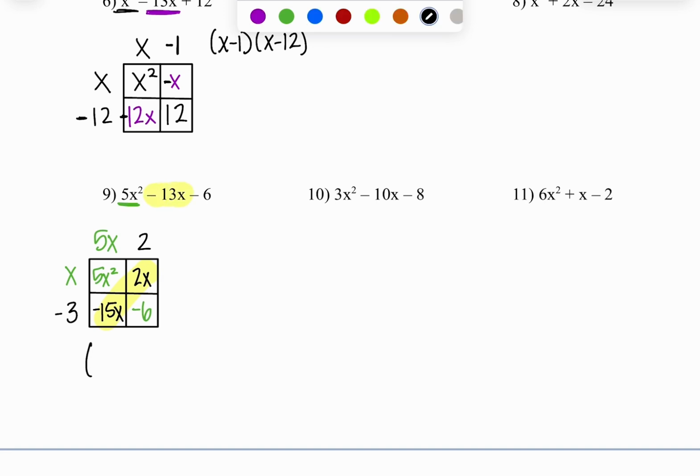So the two factors are going to be 5x plus 2, because this is a positive 2, and x minus 3.